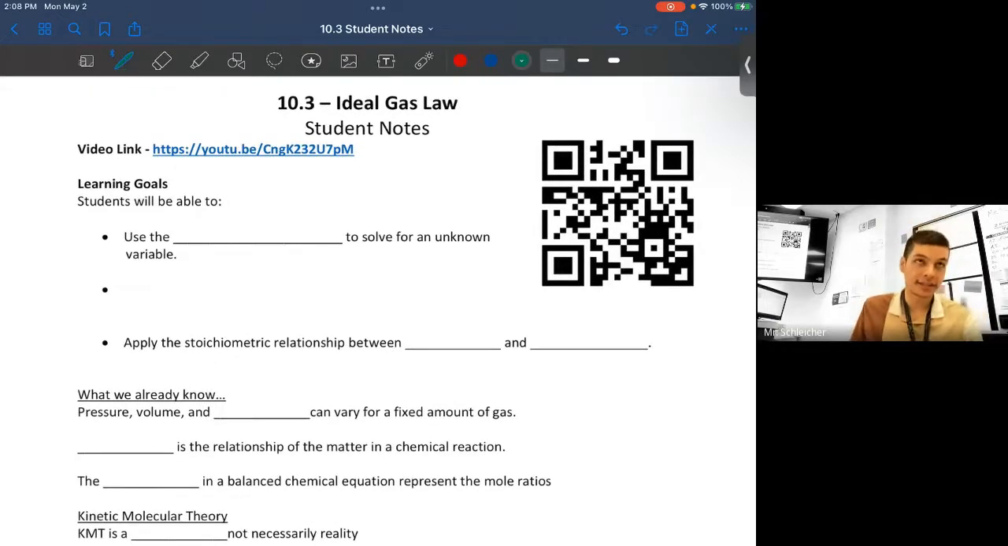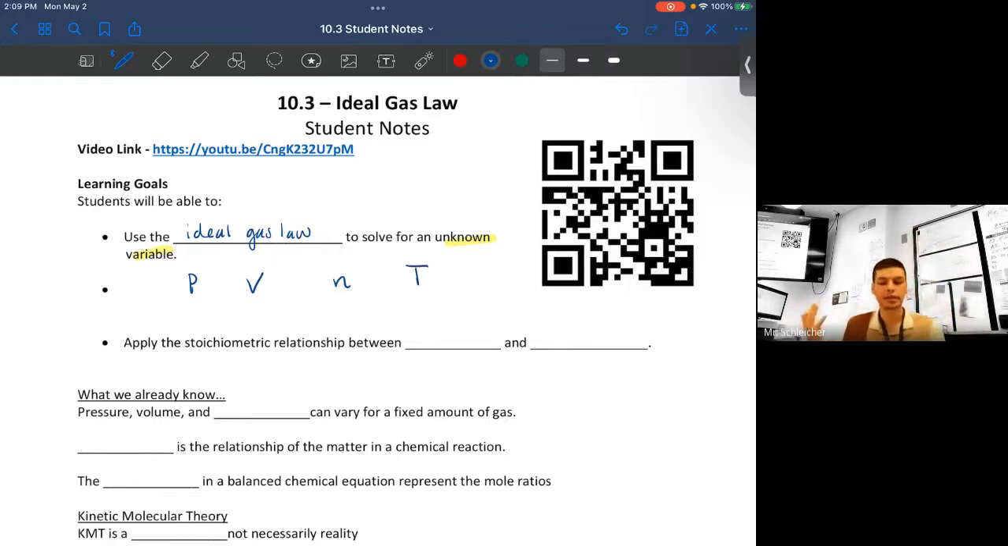In today's lesson, you will be able to use the ideal gas law to solve for an unknown variable. When I'm talking about an unknown variable, I'm talking about pressure, volume, number of moles, and temperature of a gas. These are the variables that we were talking about.